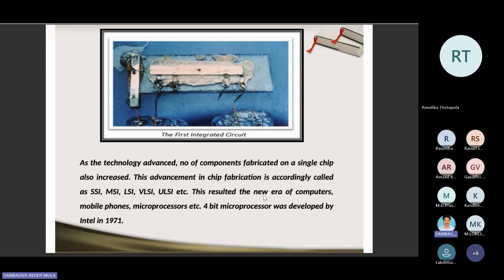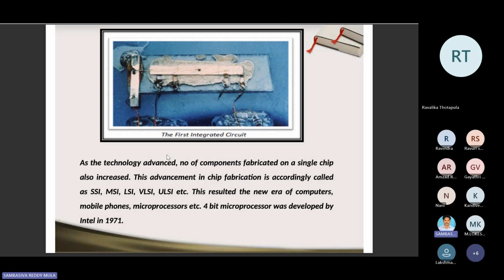This resulted in a new era of computers, mobile phones, and microprocessors. The 4-bit microprocessor was developed by Intel in 1971. Microprocessor means every electronic device, every smart device contains some processor. In advertisements also we see Intel processors. These processors are very much essential in laptops and mobile phones. Our mobile phone also consists of a processor, right?